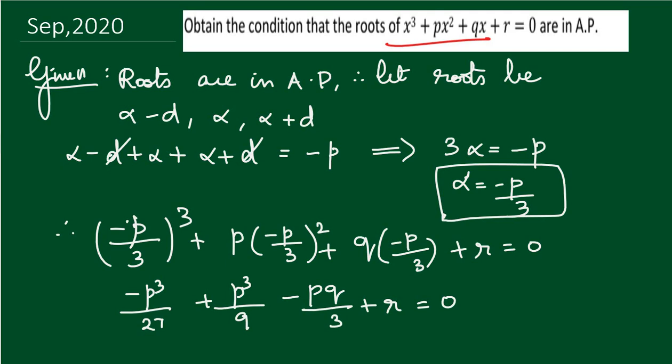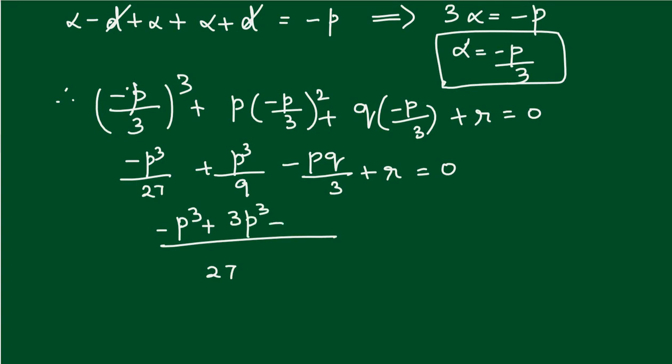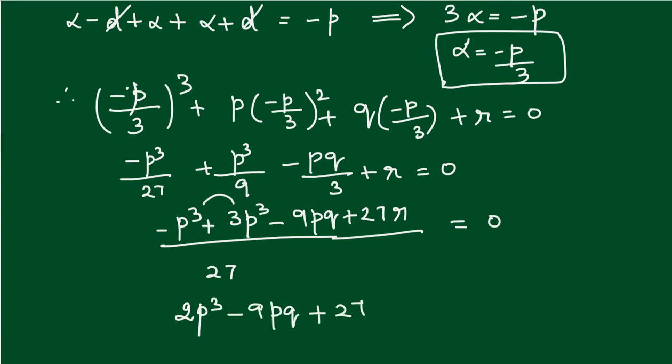The given equation can be rewritten with 27 as the LCM: minus p cubed plus 3p cubed minus 9pq plus 27r equal to 0. Adding these two terms, it becomes 2p cubed minus 9pq plus 27r equal to 0, which implies 2p cubed plus 27r is equal to 9pq.